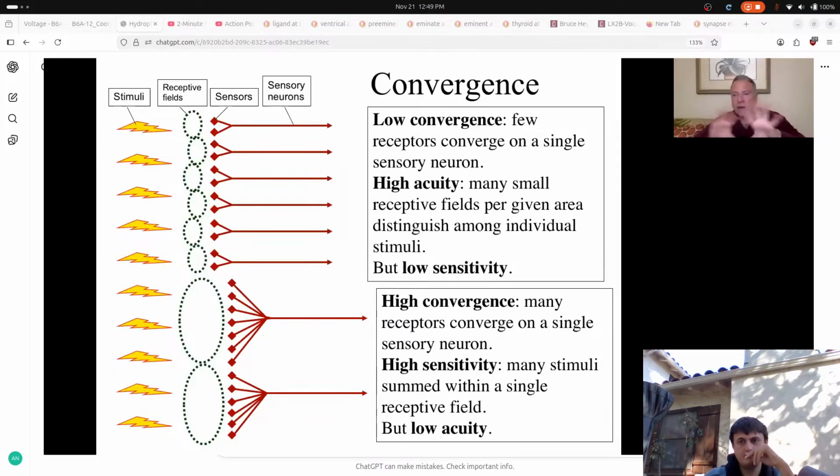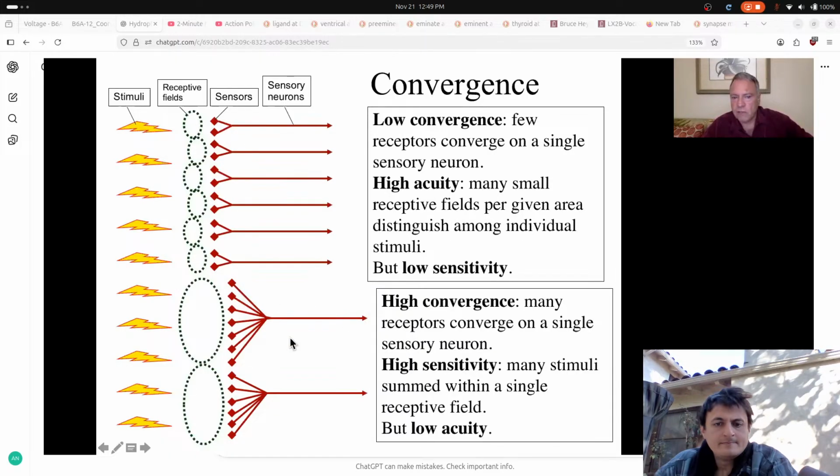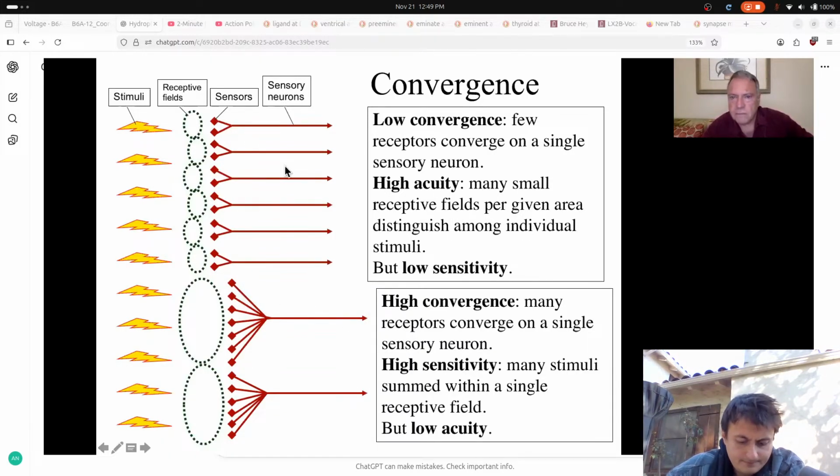Together. So this is another meaning of the word convergence. Here, for example, we've got a bunch of neurons with low convergence. There are very few receptors converging onto that neuron. Here we've got some neurons with high convergence. There are lots of sensors converging on that neuron. So this is high convergence, and this is low convergence.